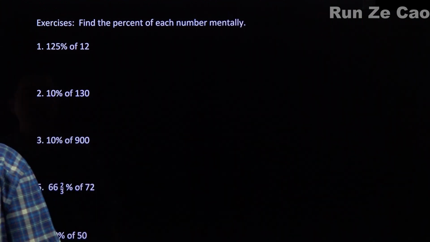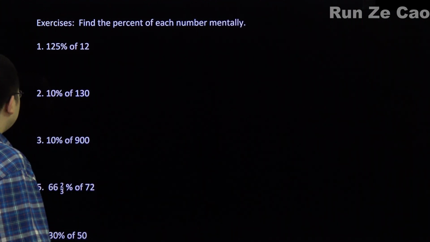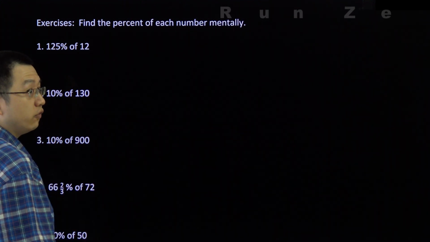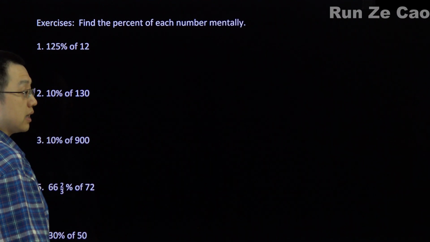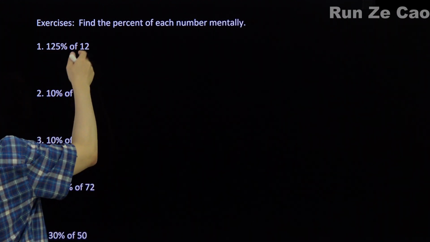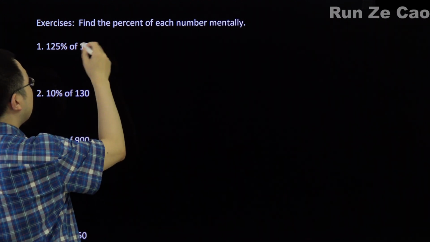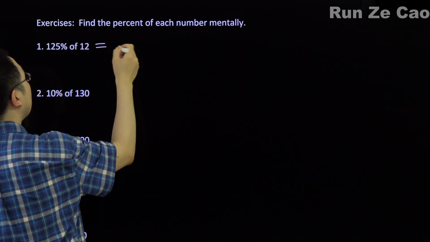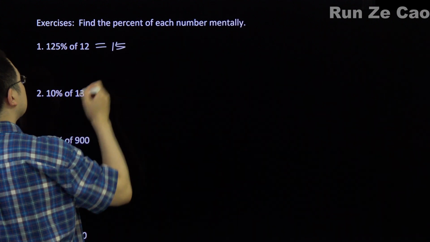125% of 12. That's 1 1/4. A quarter of 12 is 3. So 1 of 12 plus a quarter of 12, that's 12 plus 3 equals 15.